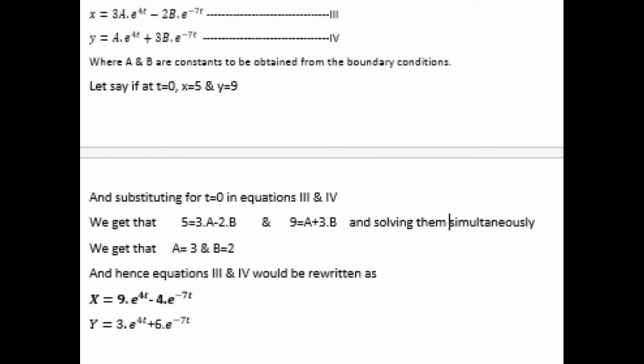Note that whatever the initial condition values, we get different a's and b's, but the original values of our equation remain unaltered. That is 3 times a, whatever it is, into e to the power 4t, minus 2 times b, whatever the value of it, into e to the power minus 7t. That is, the 3 and 4t, and minus 2 and minus 7t remain unaltered. The same for y: 1 and 4t for y, and 3 and minus 7t for y.